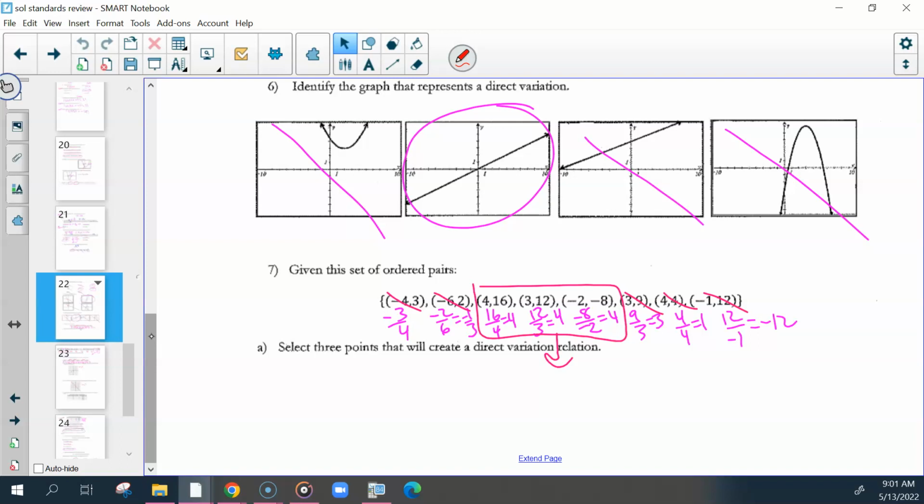For 7, you have to find 3 points that would be a direct variation. So again, you could put all of these into Desmos, see which ones form a line, and go through 0, 0. You could also do it algebraically by dividing y over x and seeing which of these are the same. The only 3 that were the same were the middle 3. Middle-ish 3. There's like 7 or 8 of them.